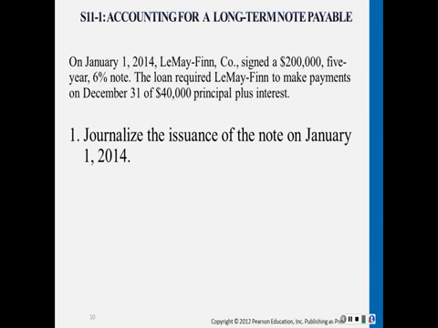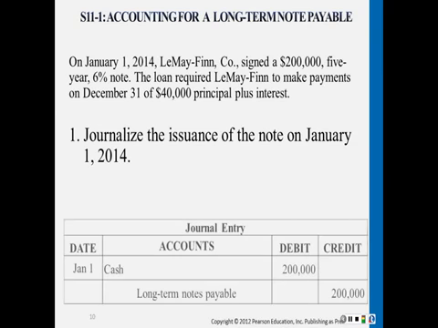This short exercise reviews accounting for a long-term note payable. On January 1st, 2014, LeMay Fenn Company signed a $200,000 5-year 6% note. The loan required LeMay Fenn to make payments on December 31st of $40,000 principal plus interest. Number 1, journalize the issuance of the note on January 1st, 2014. The issuance of the note is a debit to cash for $200,000 and a credit to long-term notes payable for $200,000.